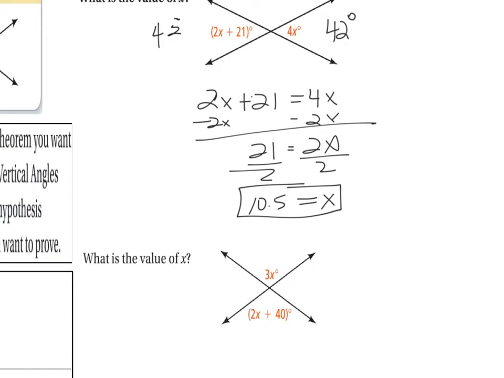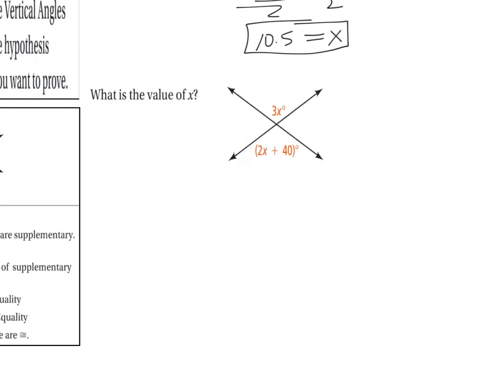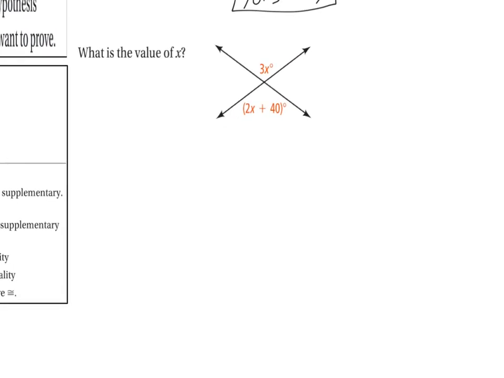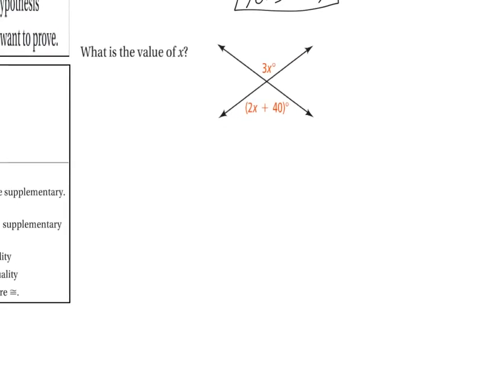All right, second example. Again, don't forget, at any time you can pause if I'm going too fast for you and look through some things here. It asks here, what is the value of x? Again, you have to figure out what kind of angles I have. I've got vertical angles here. So because I have vertical angles, I can say that 3x is equal to 2x plus 40. I'm going to subtract 2x from each side, and if I subtract 2x, x is going to equal 40.